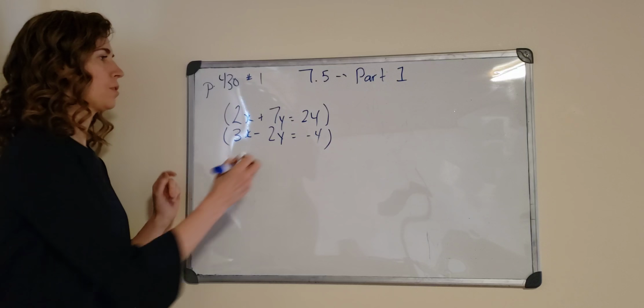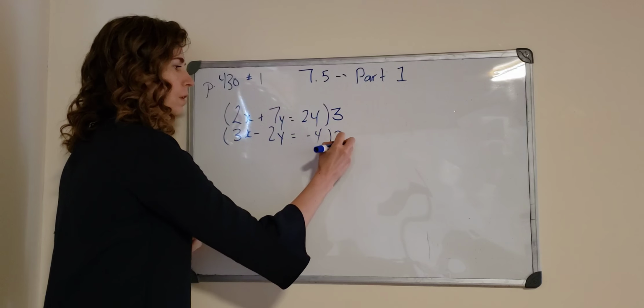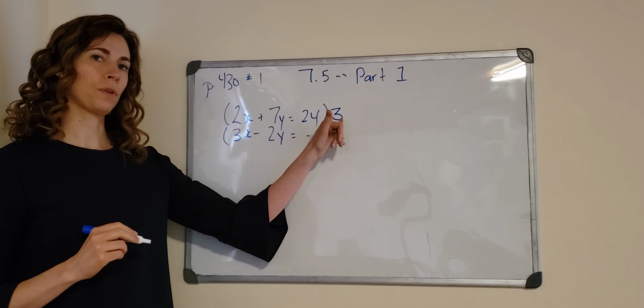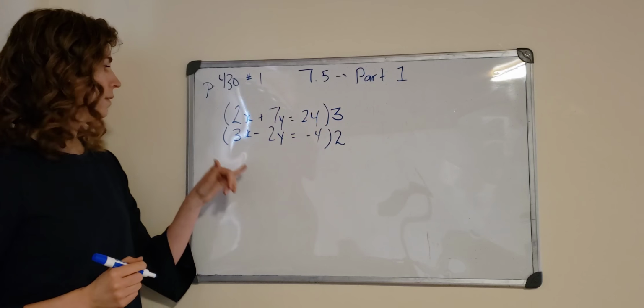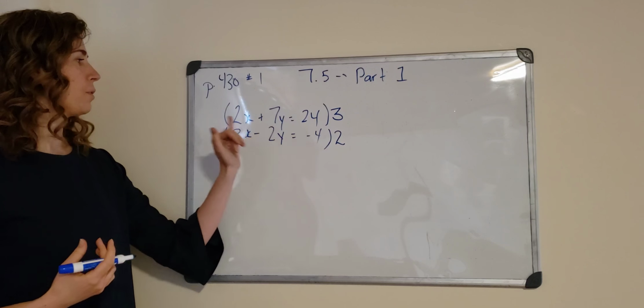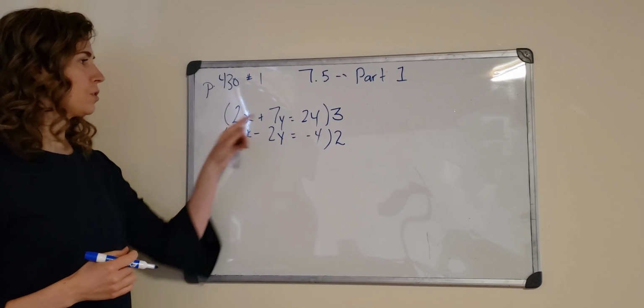Why don't we do times 3? So I'm just going to put a 3 here, and this one times 2. Why did I pick those numbers? If I multiply 2 times 3, I will get 6. If I multiply 3 times 2, I will also get 6. So by doing this, I'm going to have 6x on both of these, and then we'll be able to use elimination. So let's go ahead and do that.